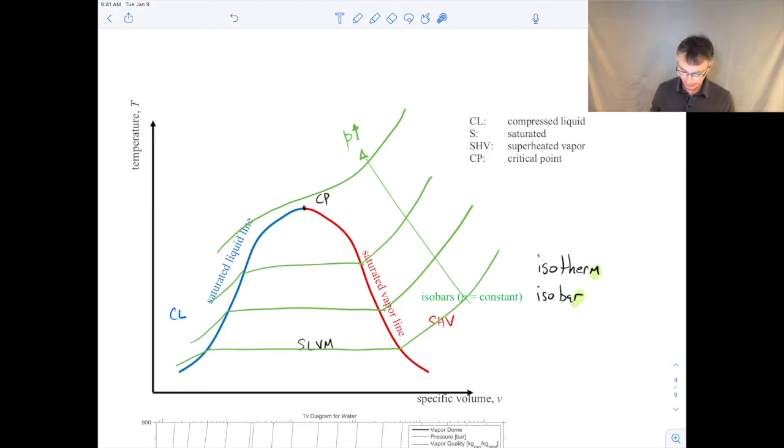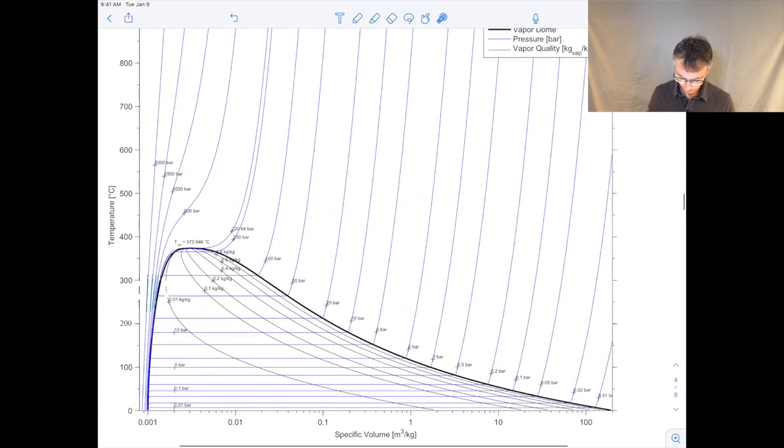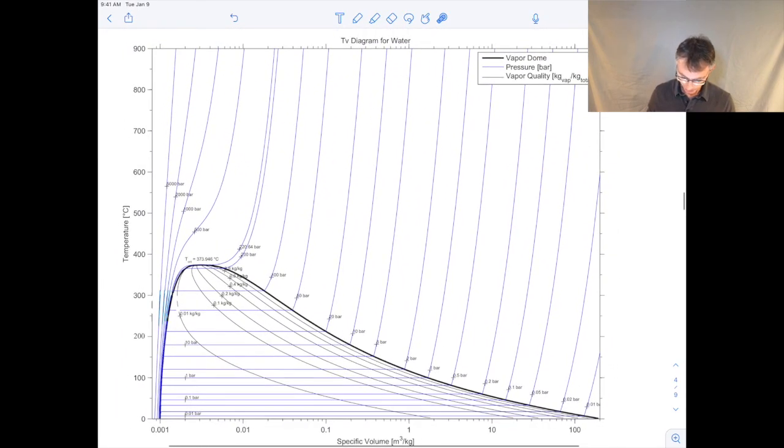Now, if you want to see what the real plot looks like on a T-v plot for water, that's this picture here. Again, this is the real picture. You can see the vapor dome here. This is the saturated liquid vapor mixture region. You have your compressed liquid over here, your superheated vapor over here, and here is your critical point. And then, of course, you can see isobars sketched out here. These are all absolute pressure. So you see the isobar comes up, goes over, and then continues up over that way.